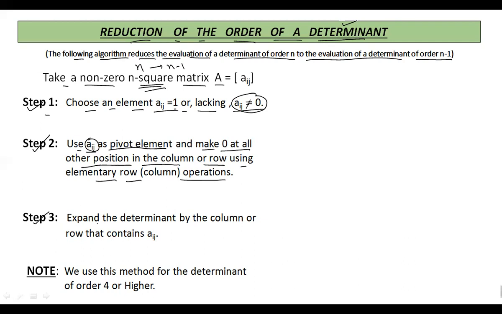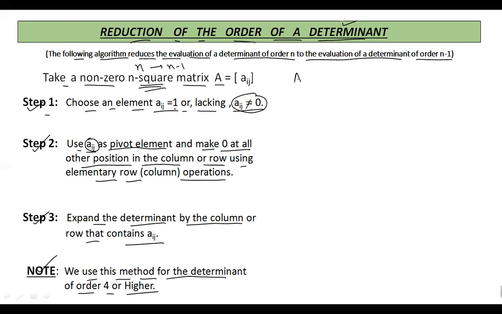And step 3. Expand the determinant by the column or row that contains Aij. This is our whole procedure. Note that we use this method for the determinant of order 4 or higher. Now let us take an example to make this explanation easier.